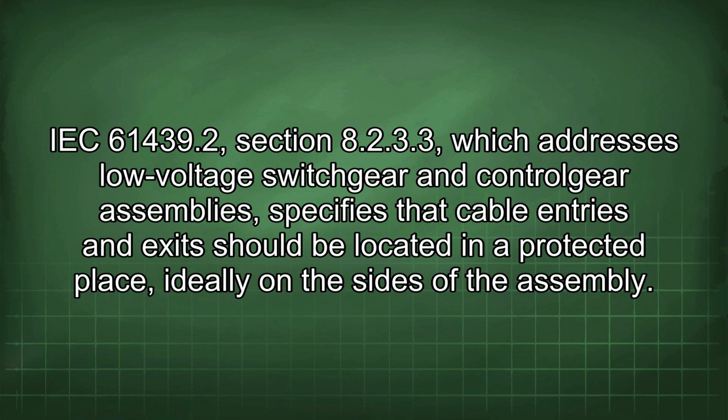IEC 61439-2, Section 8.2.3.3, which addresses low voltage switchgear and control gear assemblies, specifies that cable entries and exits should be located in a protected place, ideally on the sides of the assembly.